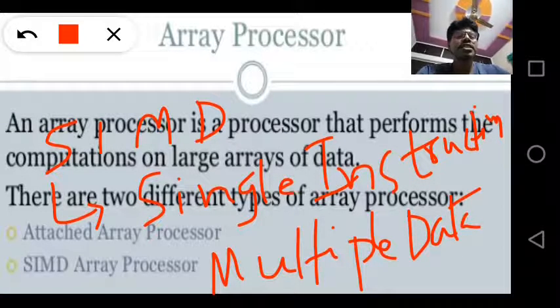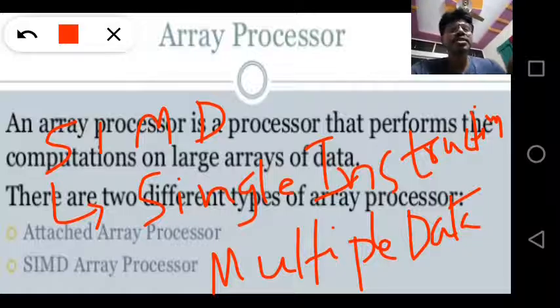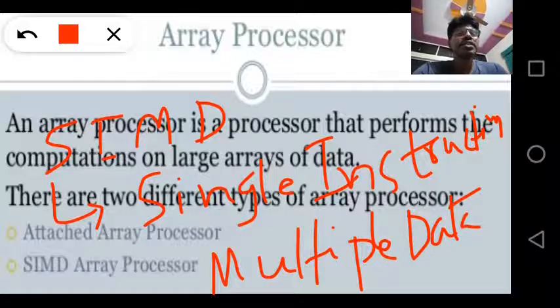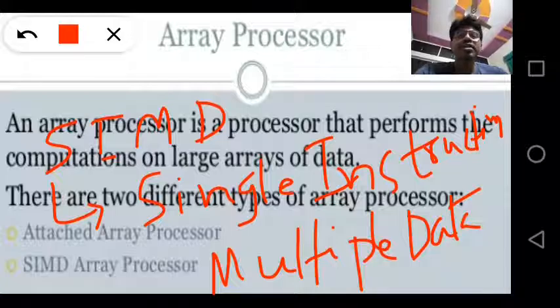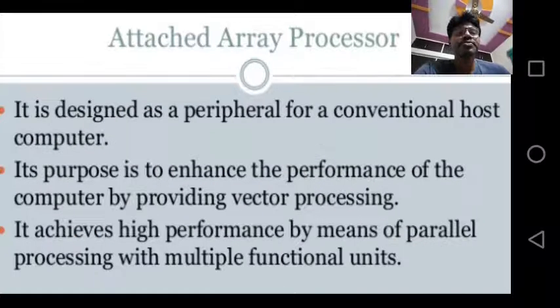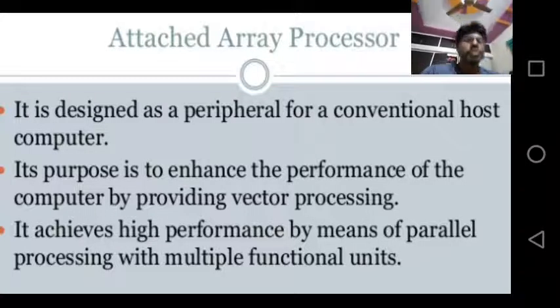So we can see that SIMD stands for single instruction and multiple data. The attached array processor and SIMD processor are two types of array processors. Now let's try to understand what is meant by an attached array processor.